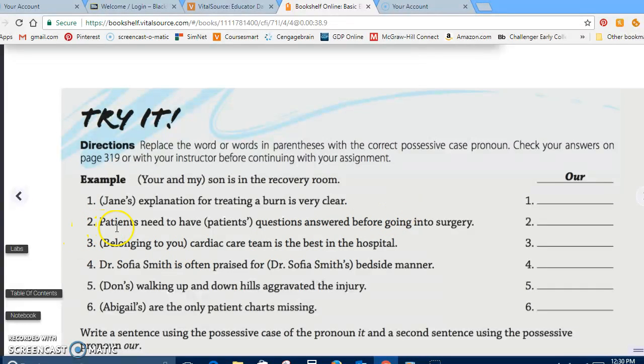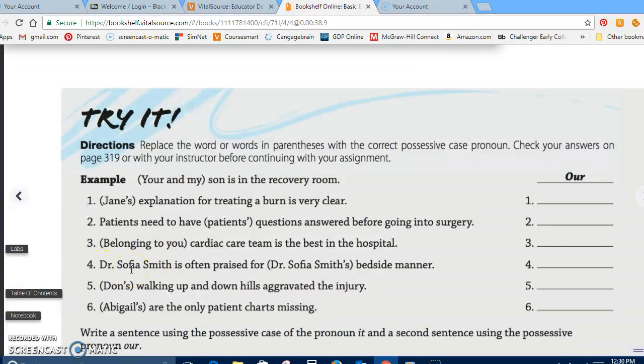On number 2, patients need to have patients' questions answered before going into surgery. And the pronoun you would use in place here would be their. They need to have their questions. Number 3, belonging to you, cardiac team is the best in the hospital. Belonging to you, the pronoun for that is your.